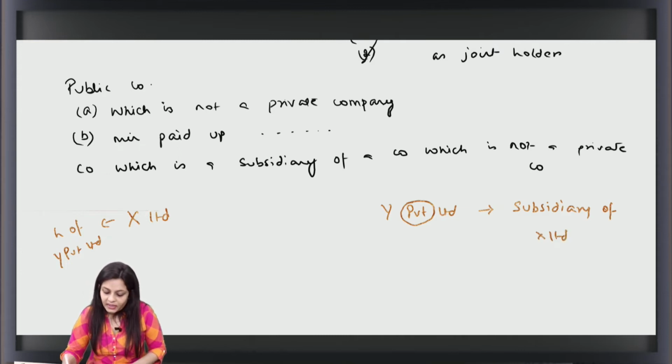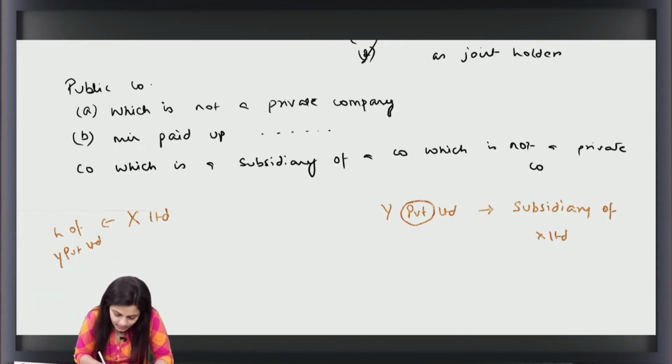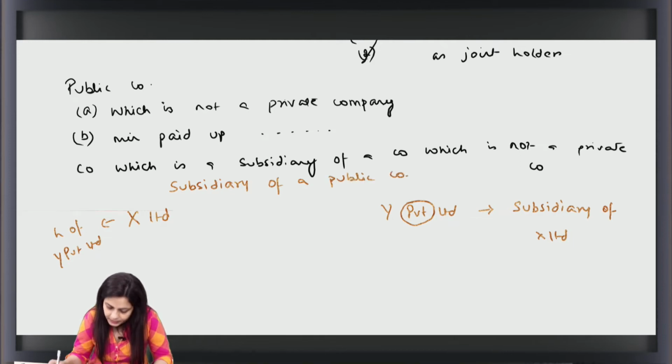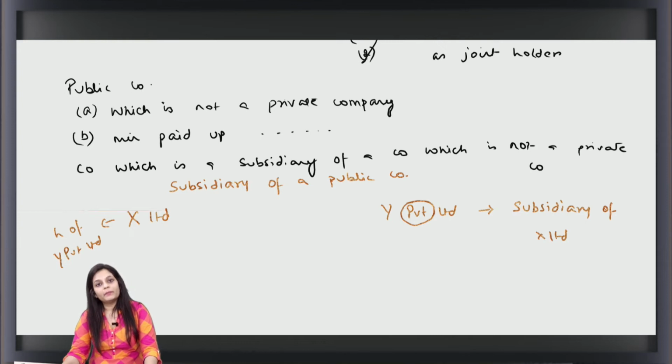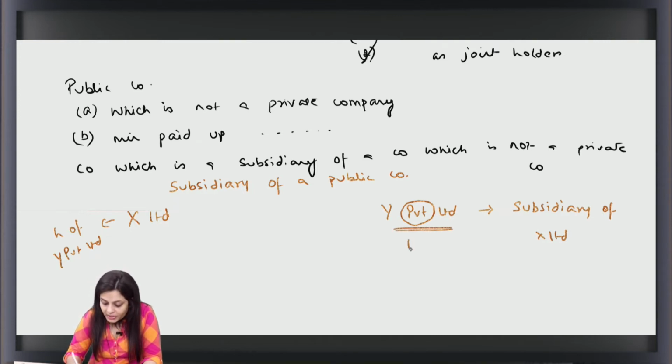Company which is a subsidiary of a company which is not a private company, if I put it in simple terms, means subsidiary of a public company. Now, what do I mean by this? When we say X Limited is the holding of a private company, that means the private company is a subsidiary of a public company. So, in the eyes of law, this company shall be regarded as a public company.